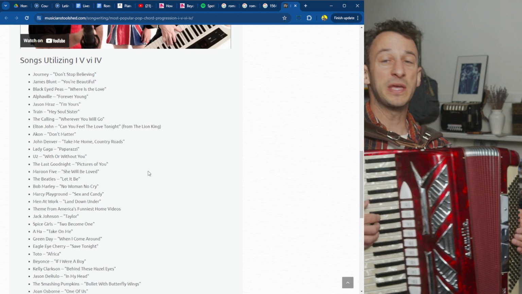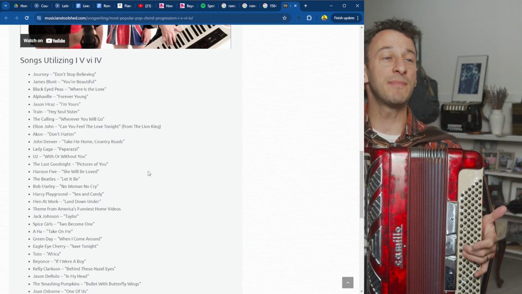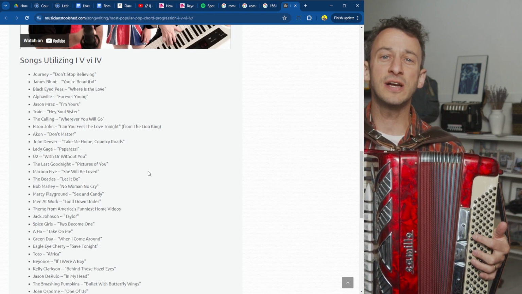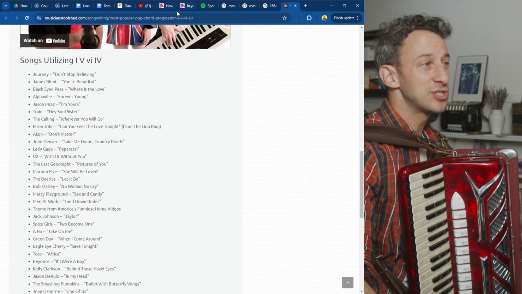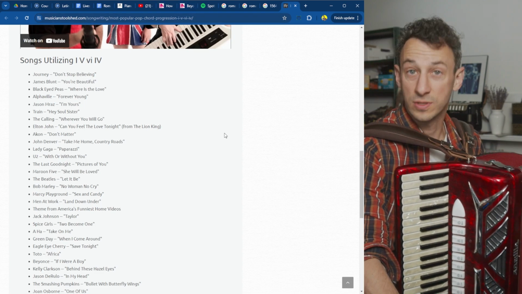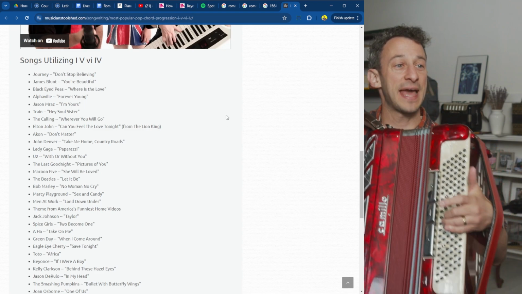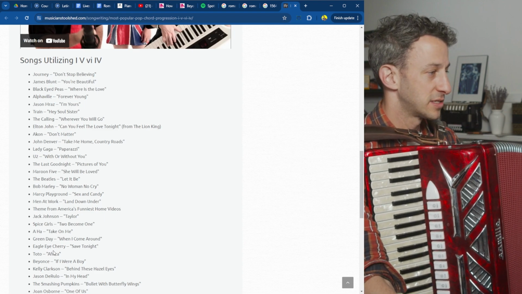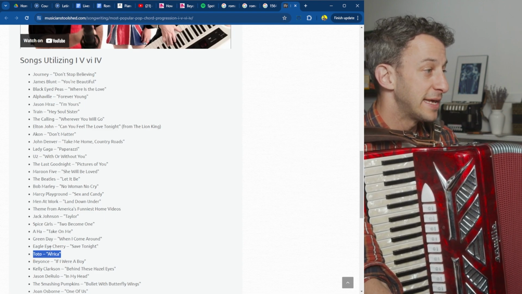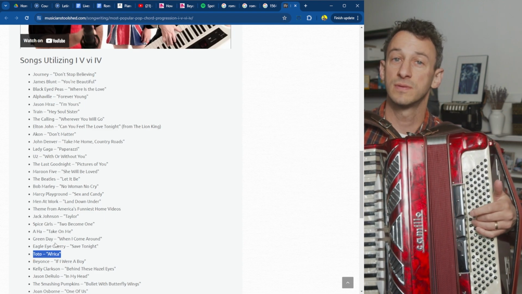I'm looking at the Beatles' Let It Be. When I play C major to G major, A minor to the F. And again, I don't need the chords. I understand what a 1, 5, 6, 4 is. Let's do Toto's Africa, right? In the key of D major.